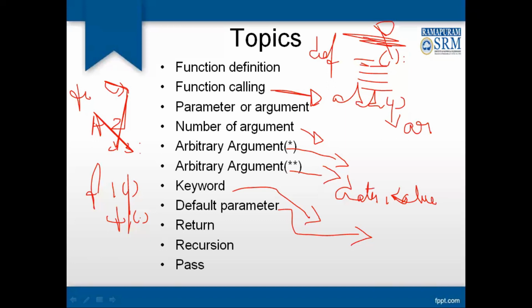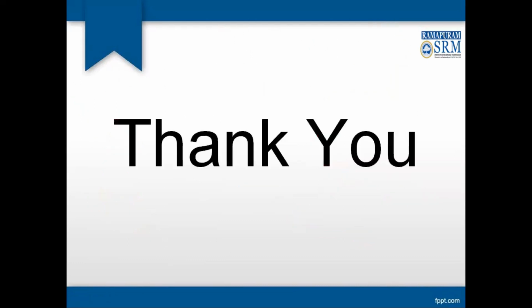Pass statement. The pass statement is simply telling you that this time we don't want to execute that function definition. In the future we may execute some set of instructions. This time I don't want to execute it. Next time, based upon the requirement and the processing of the program, we may need to do that. This is called a function. These are the topics I discussed today.